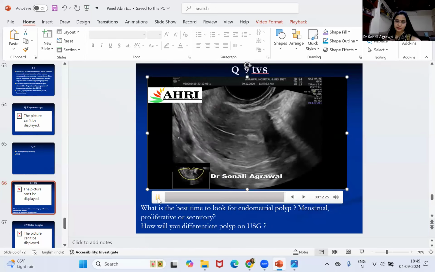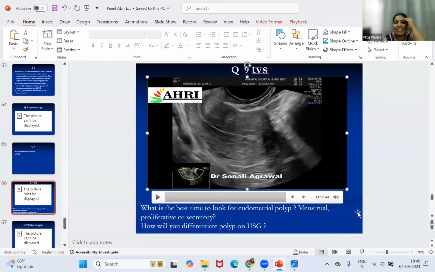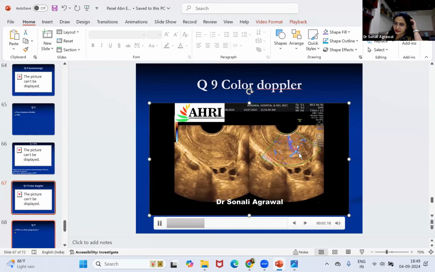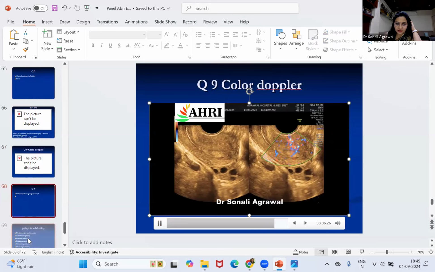So what is the best time to look for the polyp in the menstrual cycle? Priya ma'am has given the answer, day 10, very well explained. For endometrial polyp, day 10 to 11, in the proliferative phase, triple line. And we usually look for the feeder vessel. Here we can see this is the single feeder vessel.